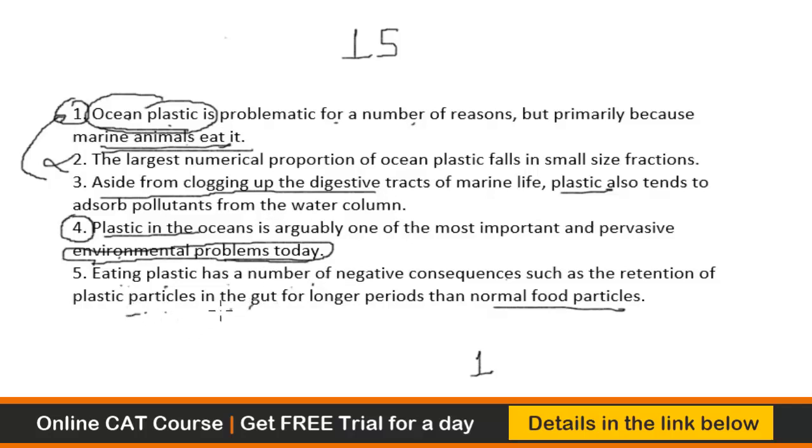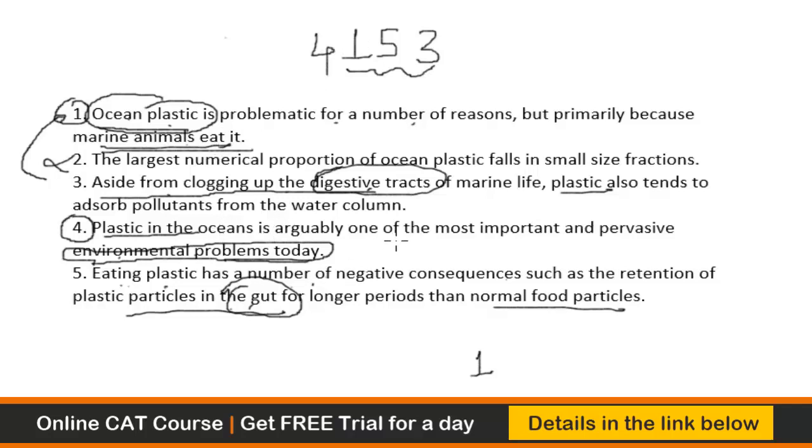And because it is retained in the gut, apart from clogging up the digestive tract, because the gut and the digestive tract is one and the same thing. So apart from clogging the digestive tract of marine life, plastic also tends to absorb pollutants. So 1, 5, 3 is a pair, and because 1, 5, 3 are coming in sequence, you cannot put 4 after 3, so you have to put 4 at the start. That's how it should be.